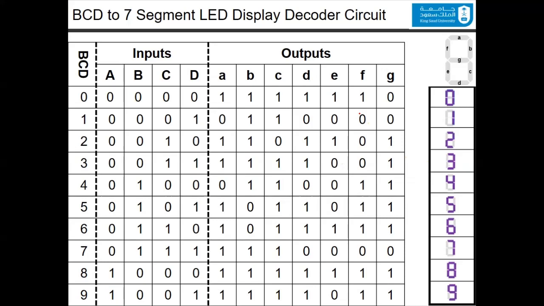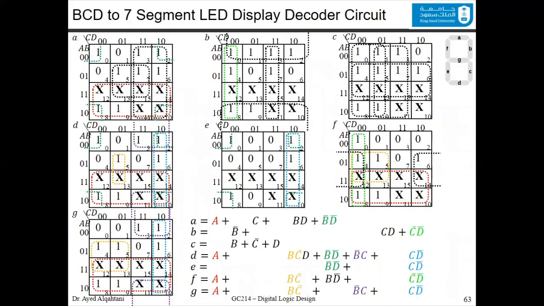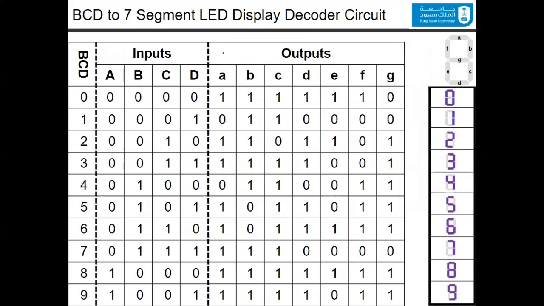After you have the truth table filled, you can generate 7 Karnaugh maps for each one of these segments. So going back to the table, you will generate a Karnaugh map for A, for B, for C, for D, up to G. Each one of them has a separate K-map.